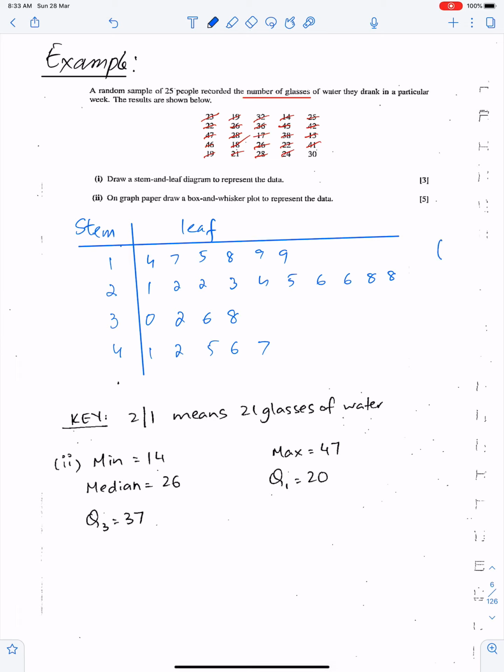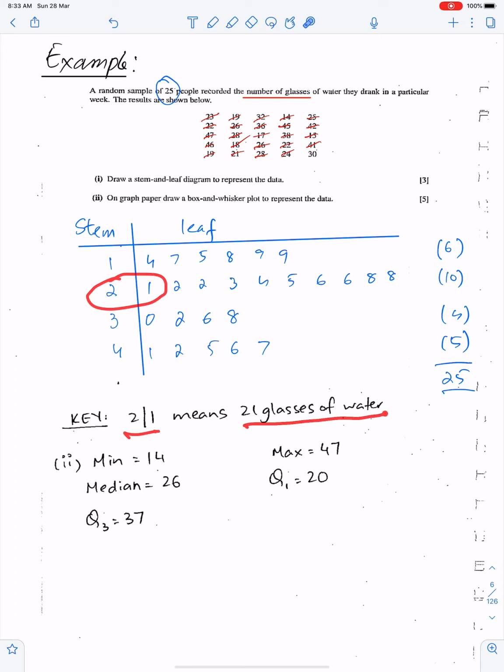1, 2, 3, 4, 5, 6. 6 numbers are here. 10 are here. 4, 5, and the total is 25. The total must match 25. Write the key. You can write any number. I wrote this one. 2|1 means 21 glasses of water. A unit is here. Make sure you write the unit.